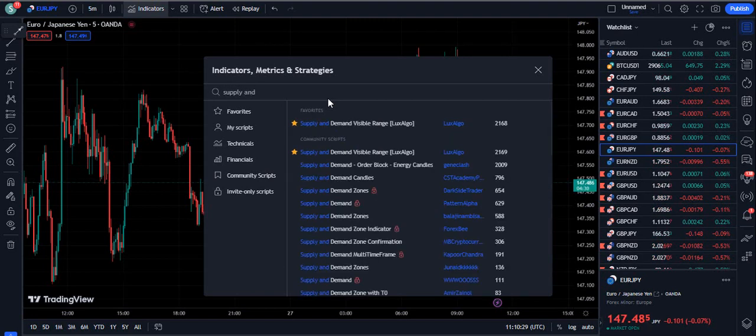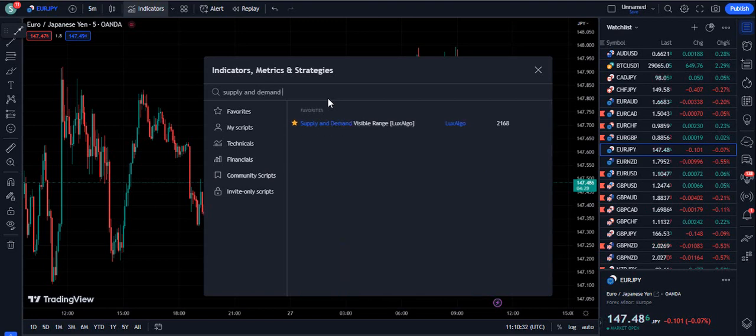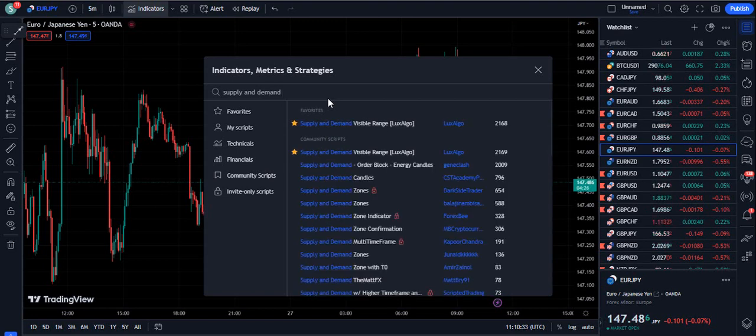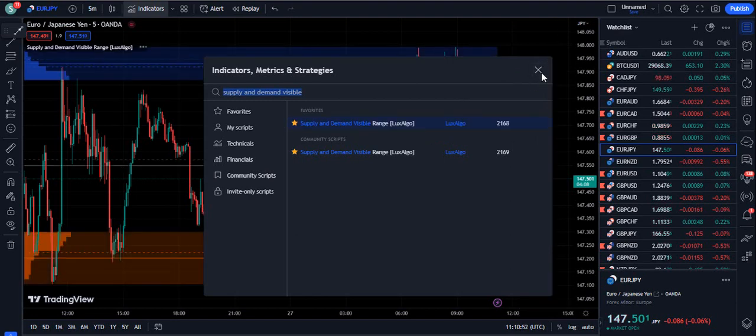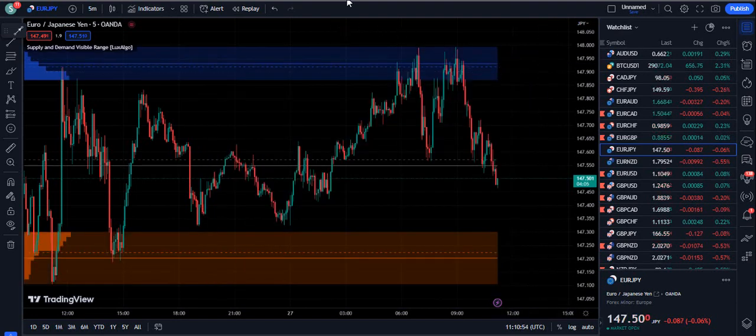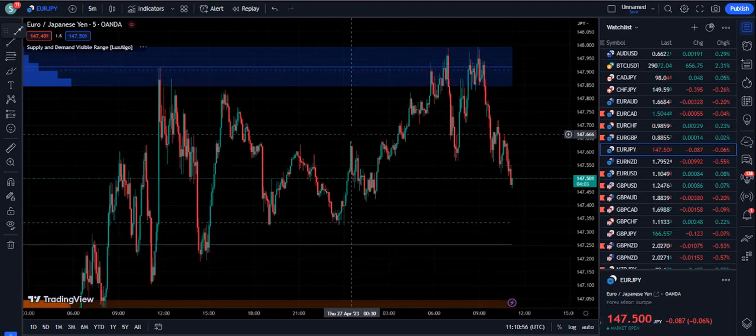Okay guys, so in order to add the indicator, we need to write supply and demand, and then we will write visible. Okay, visible range. So this indicator is called Supply and Demand Visible Range, and this is by Lux Algo, and you can see the numbers are not huge right now, and it will be popular soon. So you can see 2168 traders are using it. If I click this indicator, you can see it is attached on my screen.